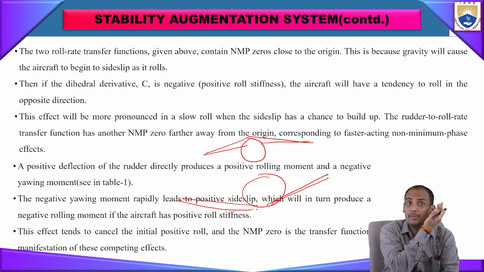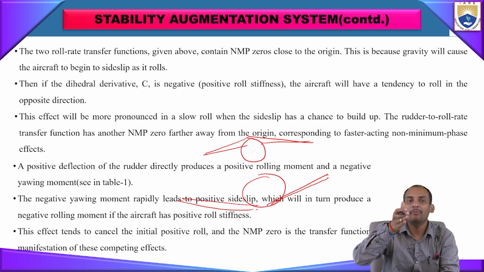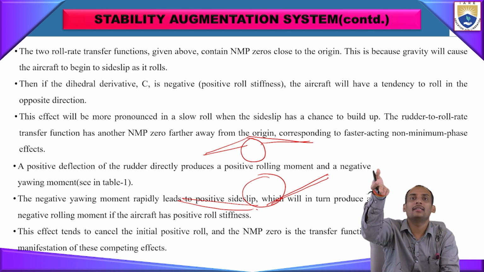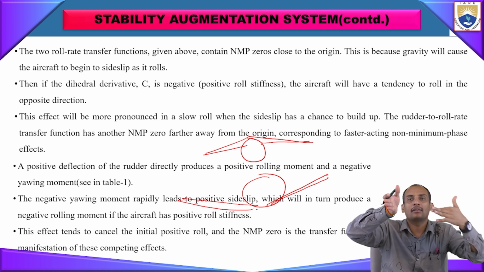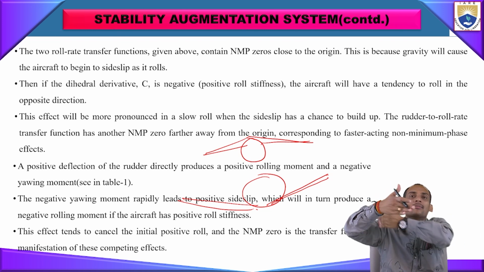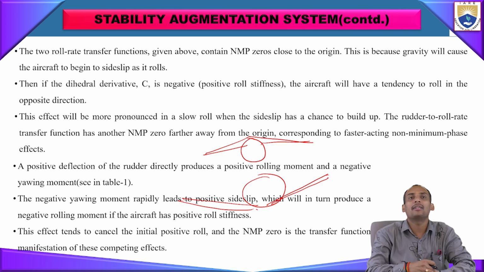Like you see in Table 1, a positive deflection of the rudder. Positive means what? When it is in the left direction, that will be negative, and the right direction will be positive. So a positive rudder movement produces a positive rolling moment and a negative yawing moment. When it is in a negative direction, it will be in a positive condition, and when it is in a positive direction, it will be in a negative condition. Same for the rolling movement, only the positive rolling movement you will take.